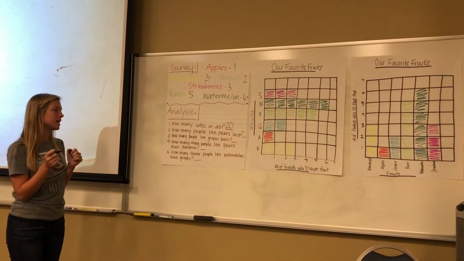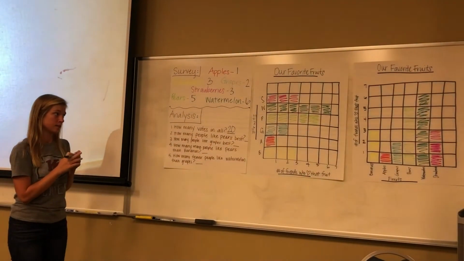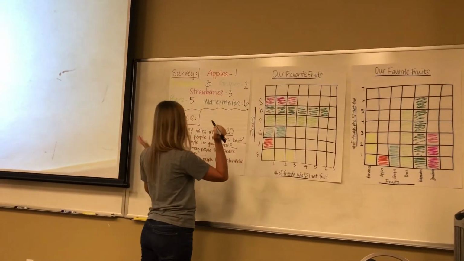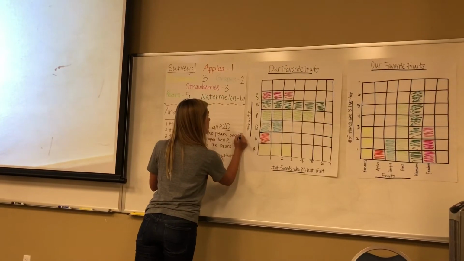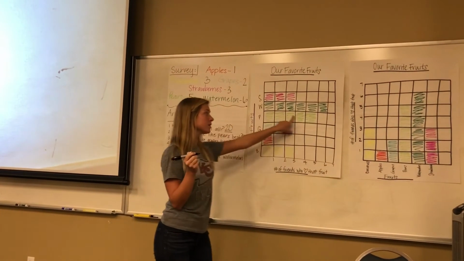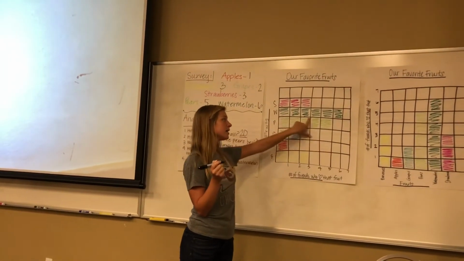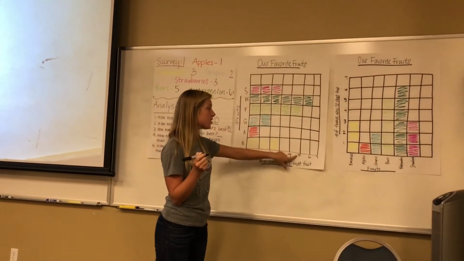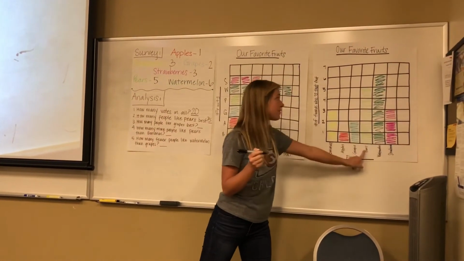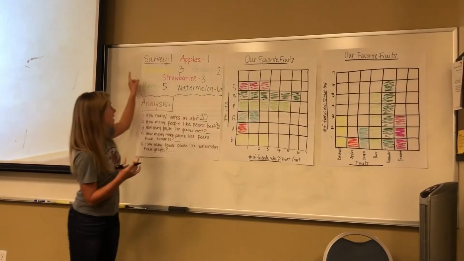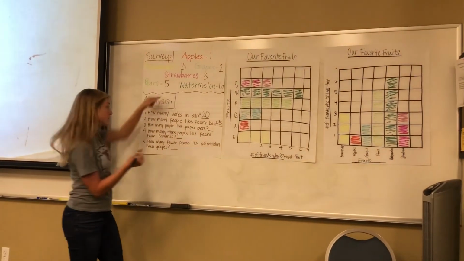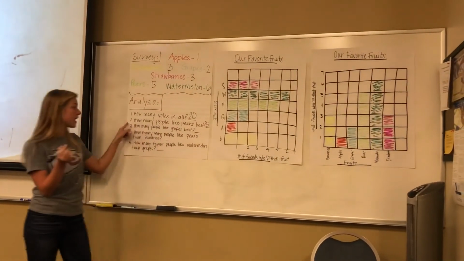How many people like pears the best? 1, 2, 3, 4, 5. 5, very good. And we know this because we can look at our pears. There's 5 squares. That's exactly right. We have 5 pears, and even over here we have 5, right? So we know, and we can double check. Pears is right here. So 5 of our friends love pears the best.